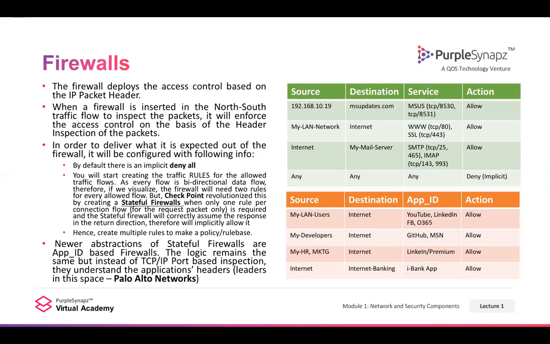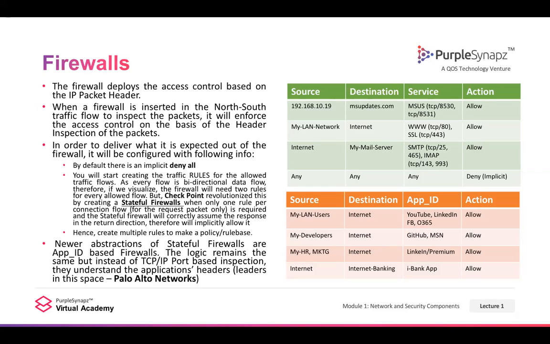So if you look at this table, let's demystify. My LAN users, destination is internet. I am allowing all LAN users to go to YouTube, LinkedIn, Facebook, O365, that is Office 365, and allowing them to use these applications. Then there are developers in my company who need to go to GitHub, and also they need to use a Microsoft network.